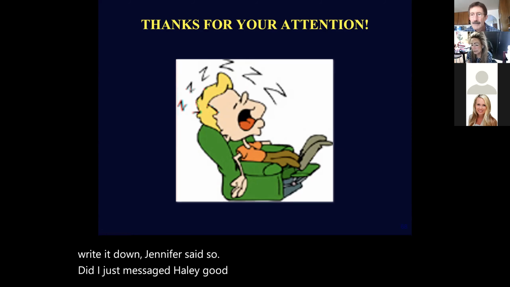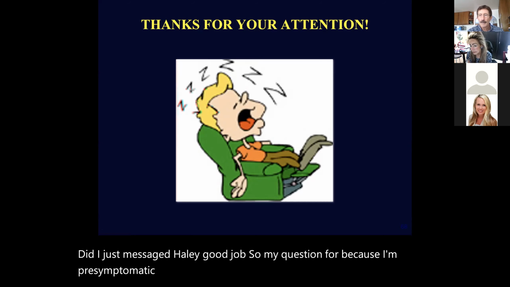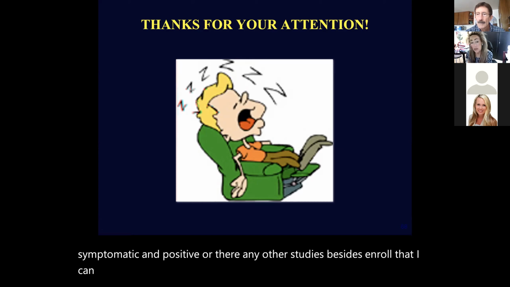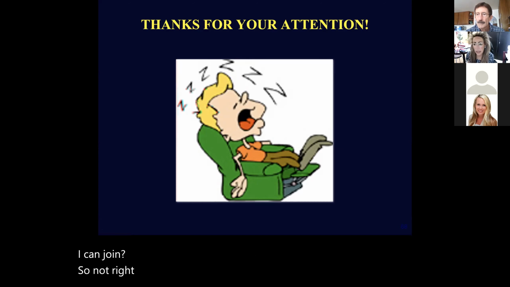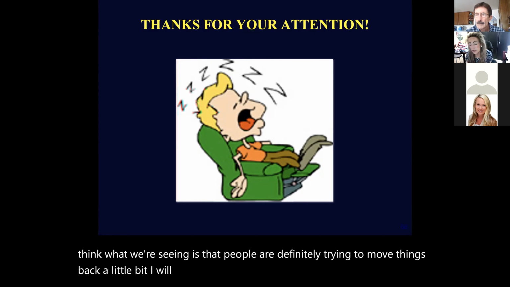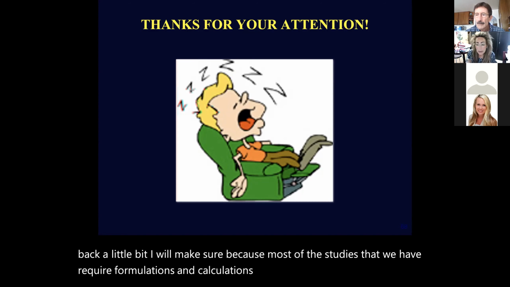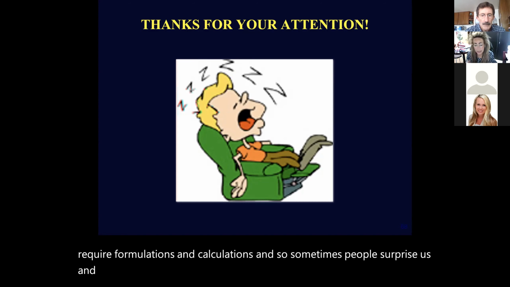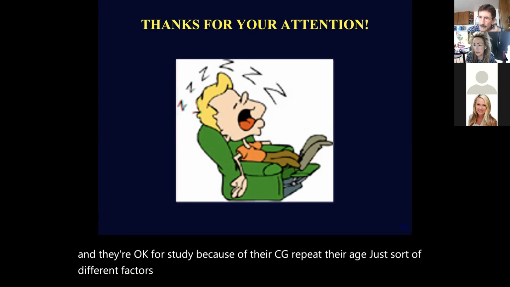Yeah, so my question, because I'm pre-symptomatic and positive, are there any other studies besides enroll that I can join? So not right now, to be honest with you, but it won't be long, because I think what we're seeing is that people are definitely trying to move things back a little bit. Most of the studies that we have require formulations and calculations. Sometimes people surprise us and they're okay for a study because of their CAG repeat, their age, just different factors. So we have to use all of that and compute it.